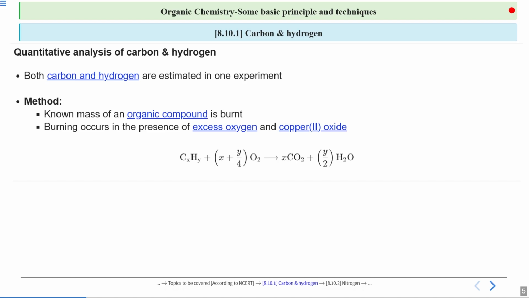Now here is the general chemical equation for the combustion: CxHy plus (x plus y/4) O2 gives us x CO2 and y/2 H2O. This equation shows that all carbon becomes carbon dioxide and all the hydrogen becomes water. By measuring the amount of carbon dioxide and water produced, we can calculate the original amount of carbon and hydrogen in the organic compound.